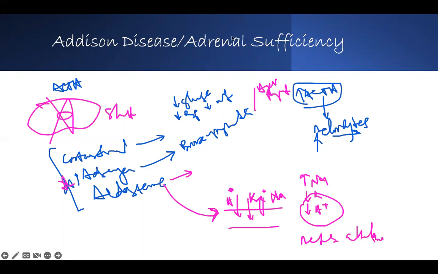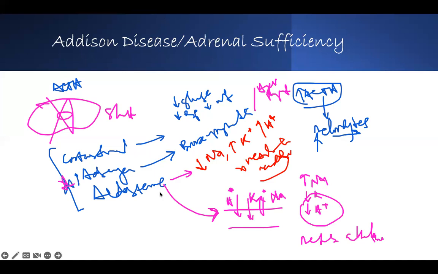Therefore, what do you think they're going to have? Their lab work is going to show their sodium is down, their potassium is high, right? And their acid is high because they cannot get rid of the acid. So they have metabolic acidosis. This is in case they ask you in the SATA question. This is why adrenal insufficiency or Addison has metabolic acidosis.